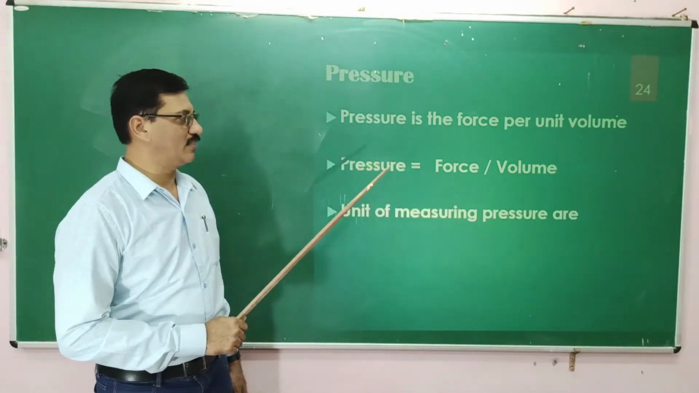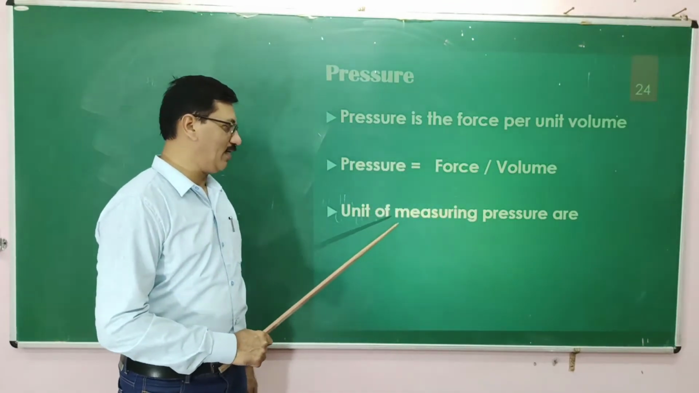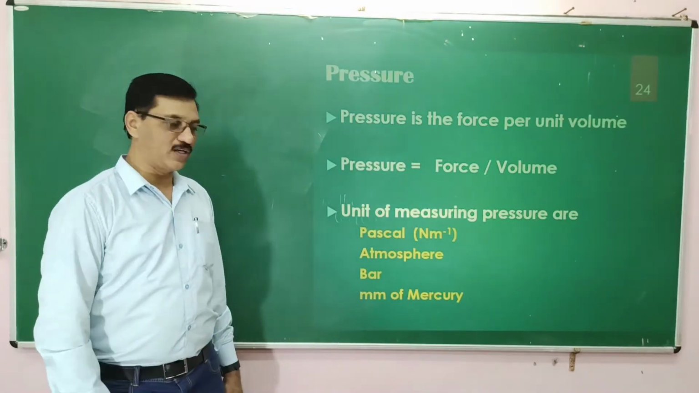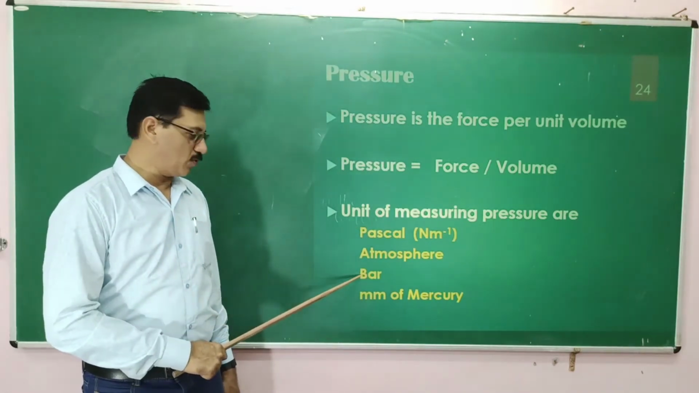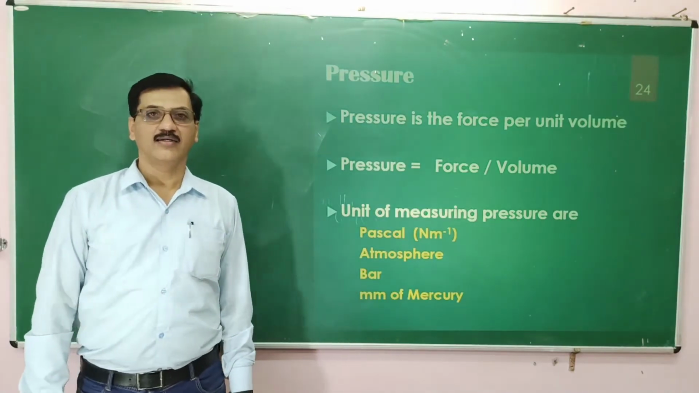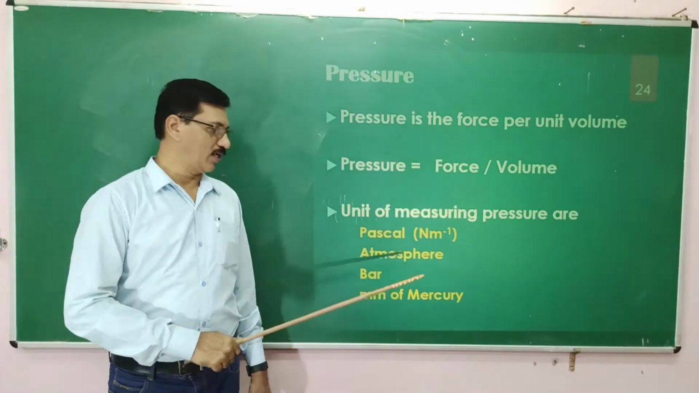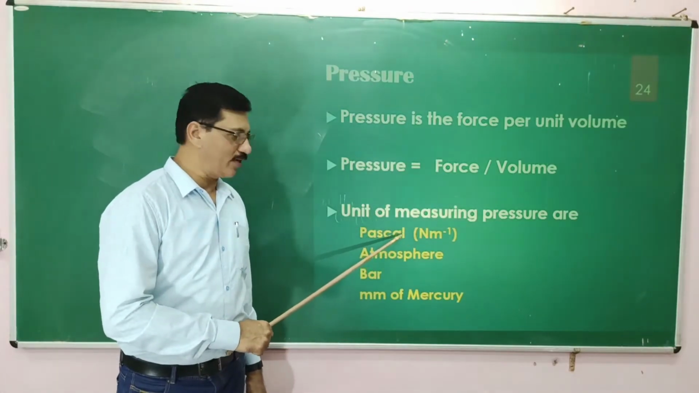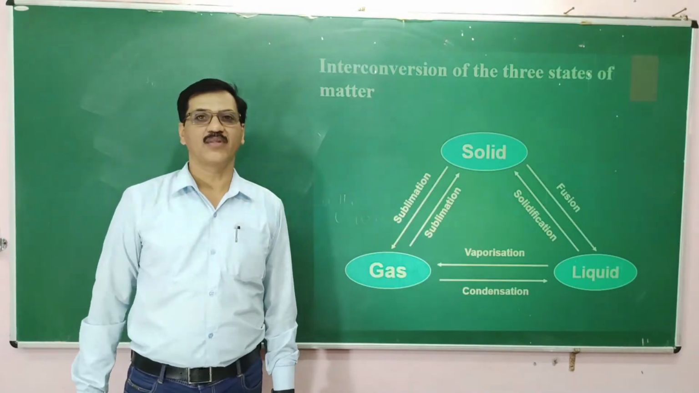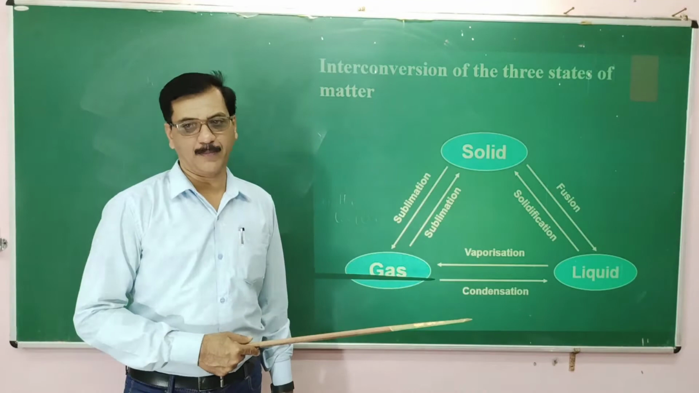Pressure is force per unit area. Therefore, what are the units of pressure? Pascal, atmosphere, bar, and millimeter of mercury are the different units of measuring pressure. Pascal is the SI unit. Newtons per meter square is the way of expressing the unit of pressure.